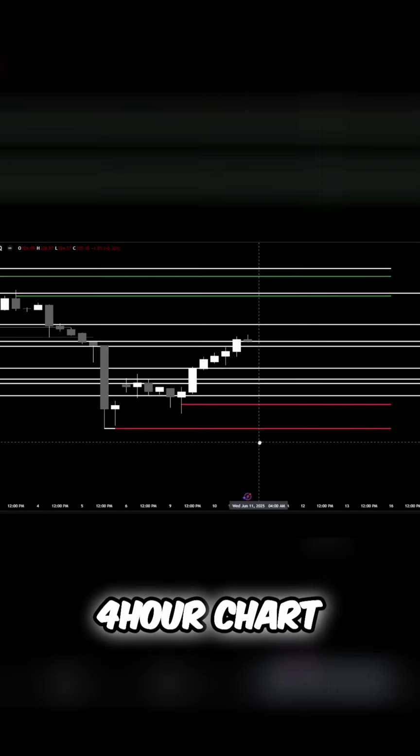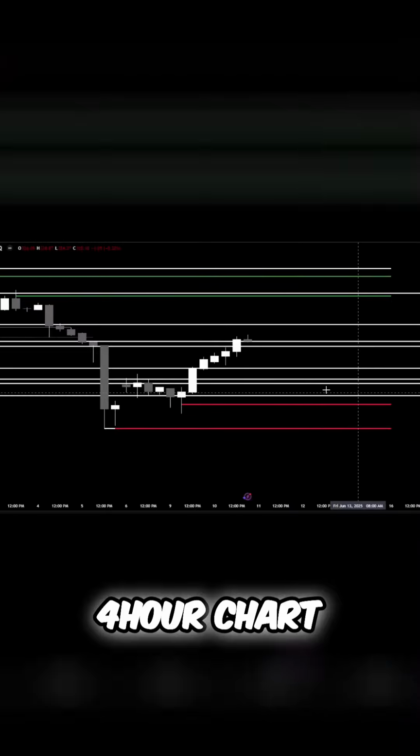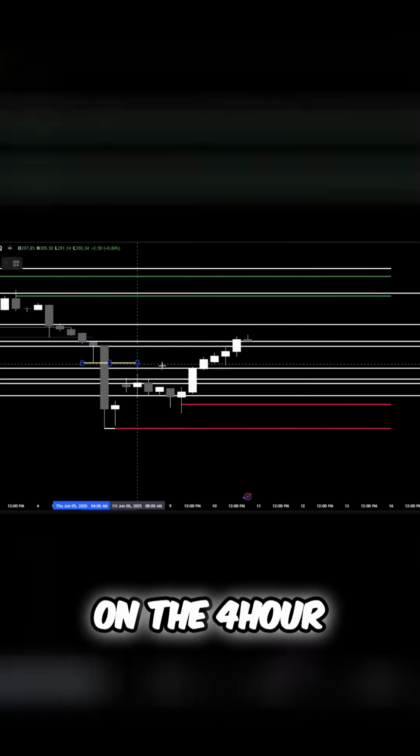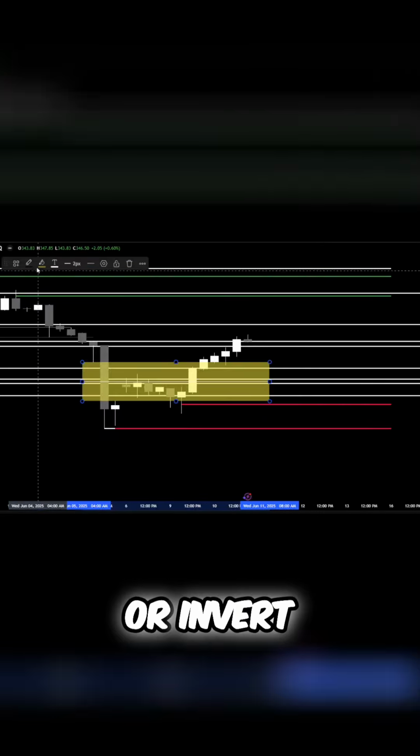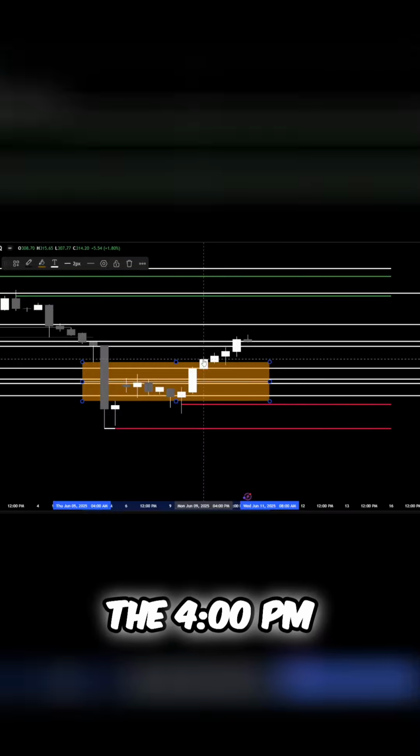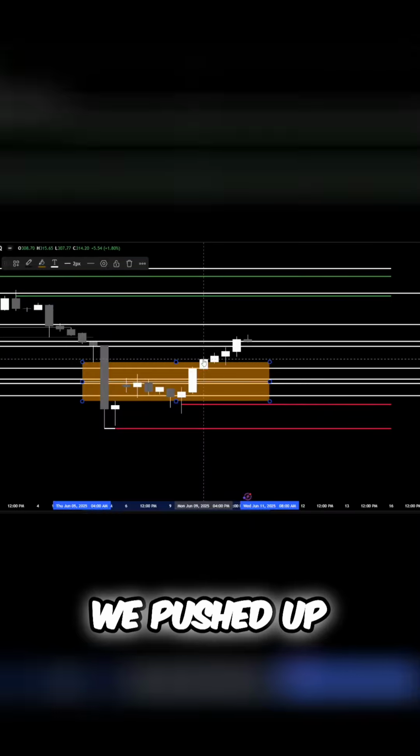Dropping down into the 4-hour chart. On the 4-hour chart, you can get a better look here. On the 4-hour, we did close or invert this 4-hour fair value gap, and you can see in this candle from yesterday, the 4 p.m. 4-hour candle, we pushed up to invert that fair value gap.